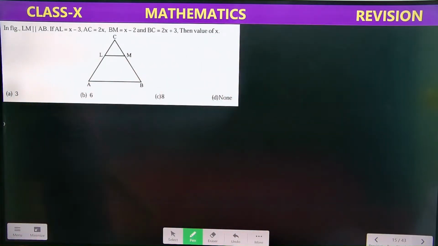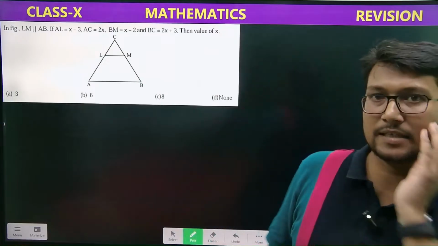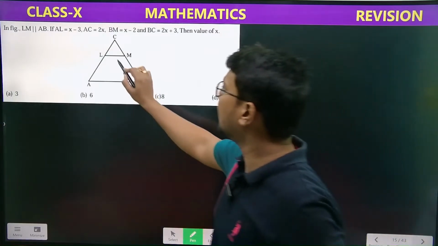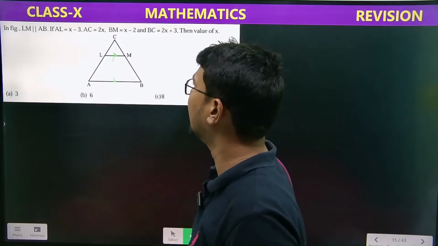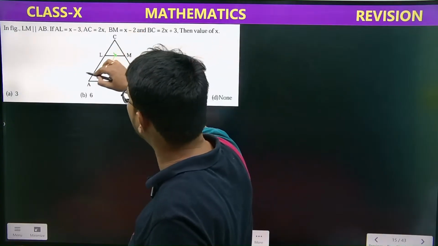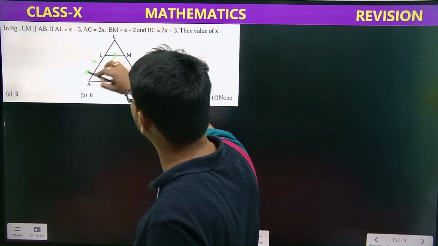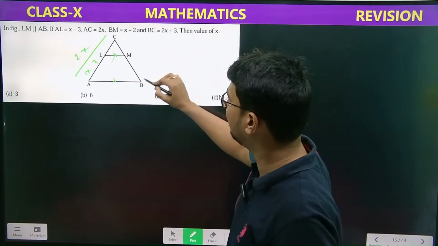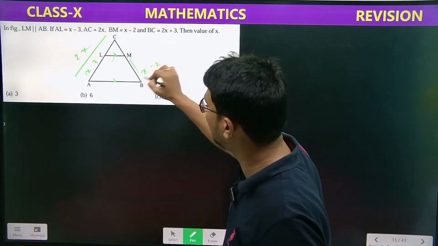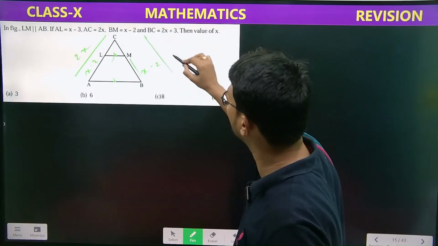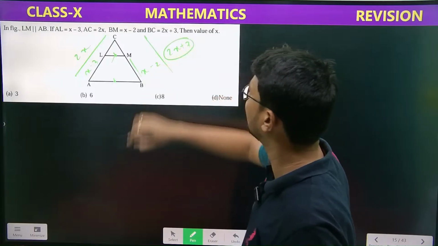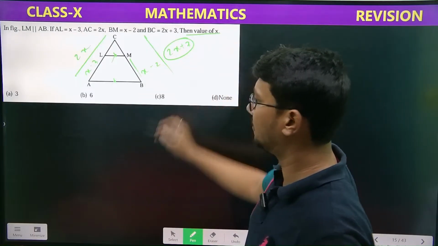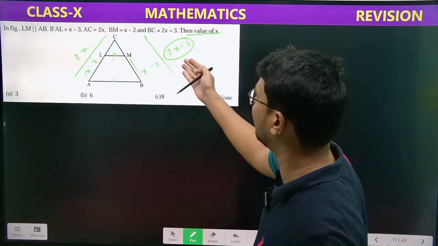Okay, next question, solve it. What is the next question? LM is given parallel to AB. AL is given as x minus 3, and AC is given as 2x. BM is x minus 2, and BC is given as 2x plus 3. Then find the value of x.